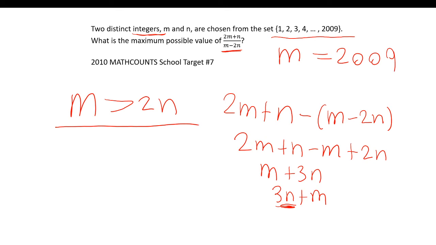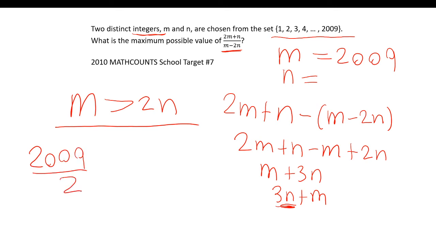And now let's take a look at 3n. I'm going to forget about the 3n and just focus on the value of n. We want n to be as big as possible. Now, I'm going to take a look at this inequality. This inequality states that m must be greater than 2 times n. So this means 2009 must be greater than 2 times n. So now, all I need to do is find the greatest possible value of n. I just need to do 2009 and divide it by 2.